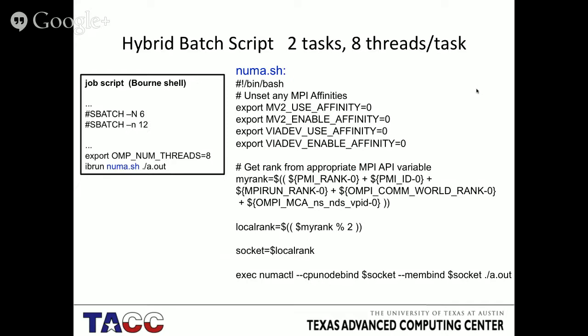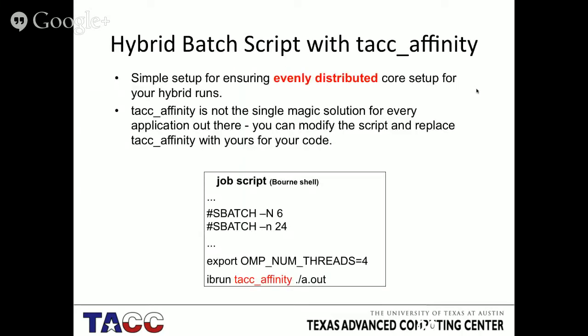And you probably don't want to be writing this every time you submit something. You probably don't even want to mess with all these variables. It's perfectly understandable. So what we have is a TACC affinity script that does this and a bunch of other things and sets up what we think is a very reasonable setting for hybrid execution in Stampede. So the only thing you really have to do is ibrun, which is essentially our MPI launcher, tacc_affinity, and your executable. Now, if you want to know what's under the covers, I will show you at the end in about 30 seconds.